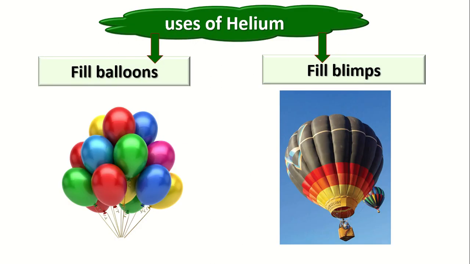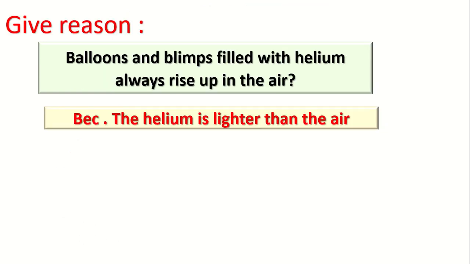So what are the uses of helium? We can use the helium for filling the balloons, as we can see here, and filling the blimps. This is the blimps. If you don't know what the blimps are, okay. Give a reason why we are filling the balloons and blimps with helium. Because the helium is lighter than the air. Excellent. Because the helium is lighter than the air, so it will move up. Excellent. And here we have the good reason.